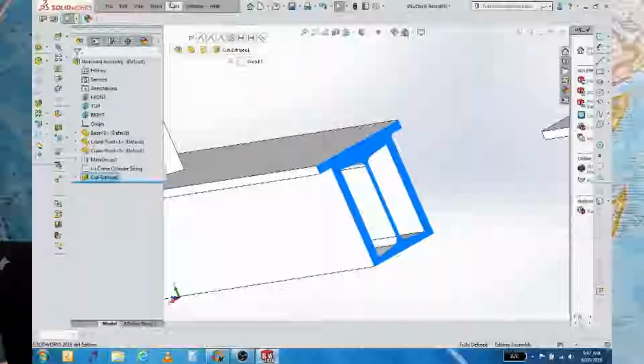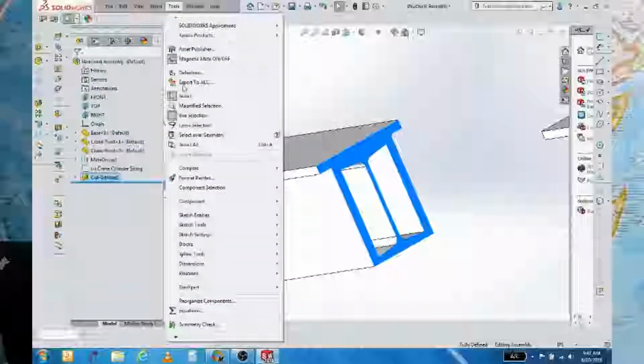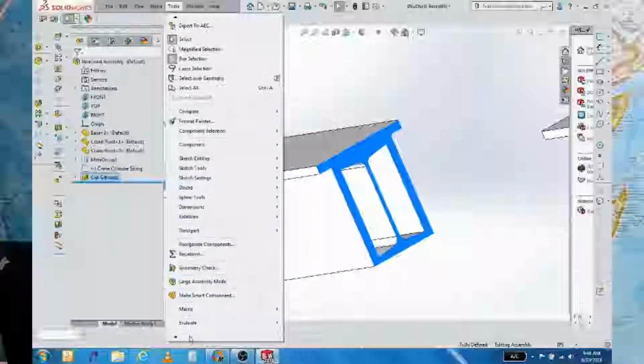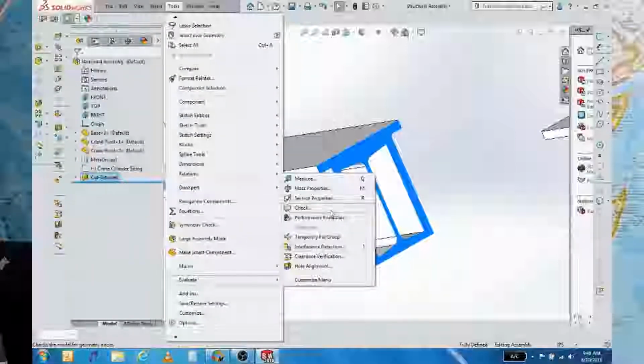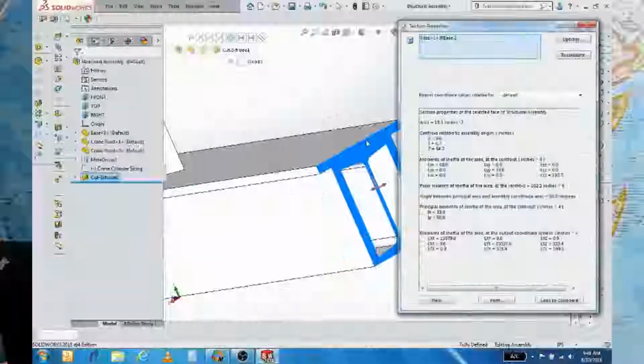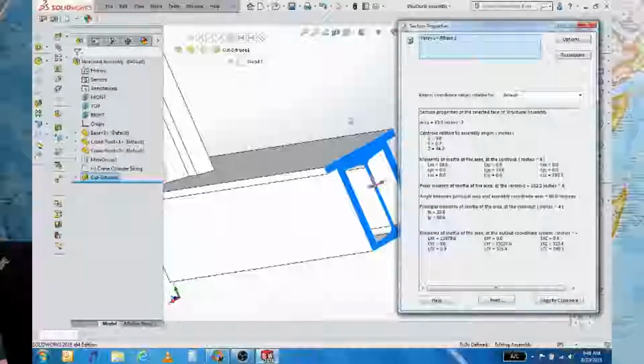Alright, now that we've got this section, I'm going to go to Tools and, where is it? It's way down here. Evaluate, and section properties right there. Now, I have a shortcut, the letter R. I've had that for years and years.